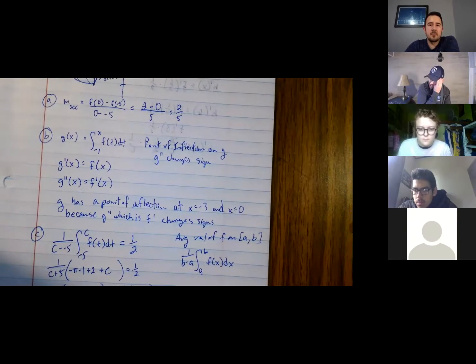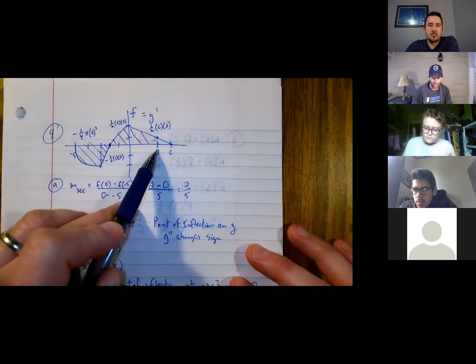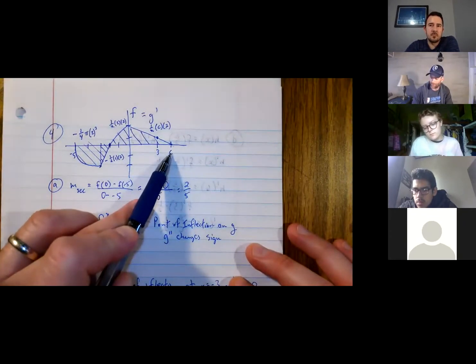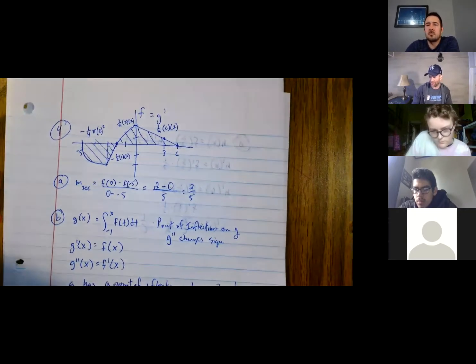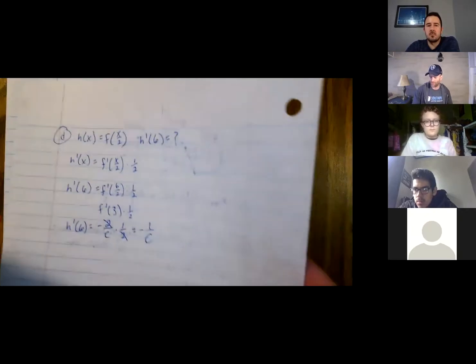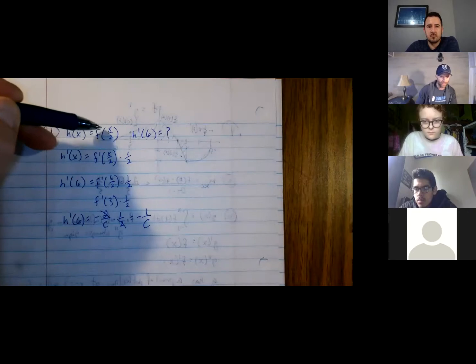D says, assume that C is greater than 3. So in my picture, I just put 3 somewhere here, right? Because C is greater than it. All right, the function h is defined by h of x equals f of x over 2. Find h prime of 6 in terms of C. So h of x is f of x over 2, and so we want h prime of 6.